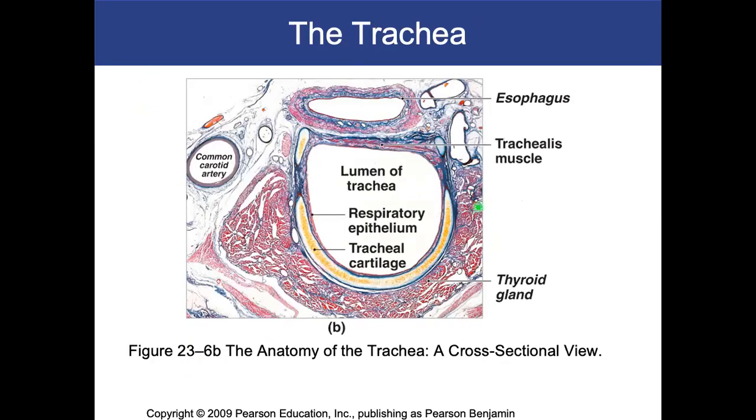Here is a histological slide of the trachea. Notice this is tracheal cartilage. And then here's your epithelial layer, right? This is what? Pseudostratified ciliated columnar. And notice behind it, what do we have? Good, we have the esophagus, that's for food. This is for air. Notice on the left and right we have the common carotid artery right there, and notice there's a lot of elastic fibers, the dark coloration.